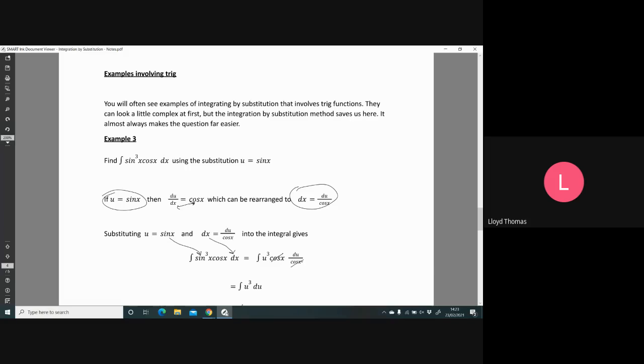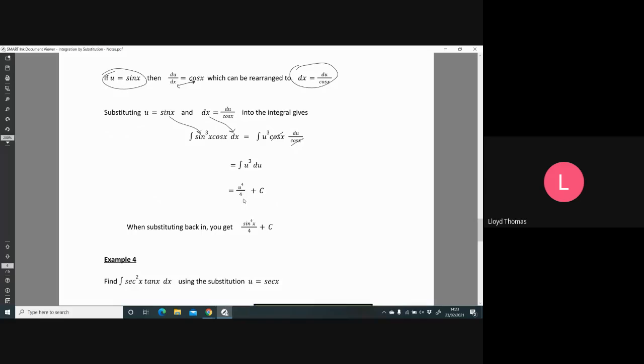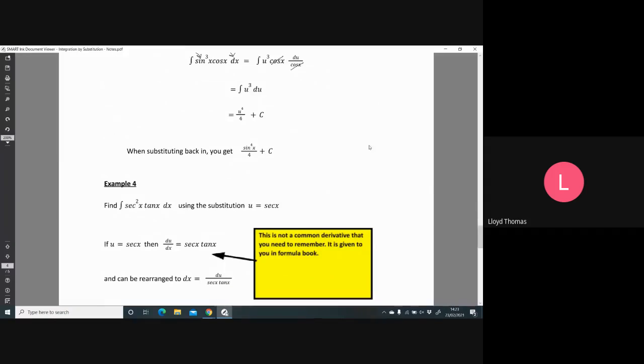Cos cancels. We're left with just the integral of u cubed du. To integrate that, raise the power by 1 to 4, divide by 4 plus c. Substitute u back in, you end up with sine to the power of 4 x over 4 plus c. Maybe a bit more straightforward now. Hopefully you're getting grips with this as well, and it's not all appearing absolute nonsense yet, or still.